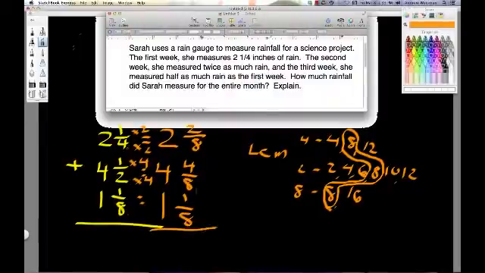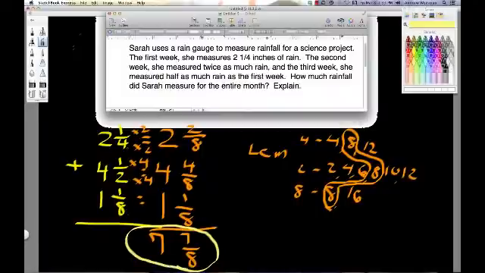Okay, so now we can add. So now we have 2 eighths, 4 eighths, and 1 eighth. 2 plus 4 is 6, plus 1 is 7. This is 7 eighths. Our final answer is 7 and 7 eighths as our answer.